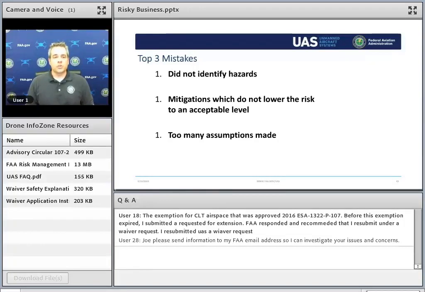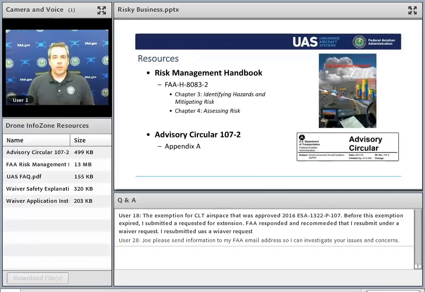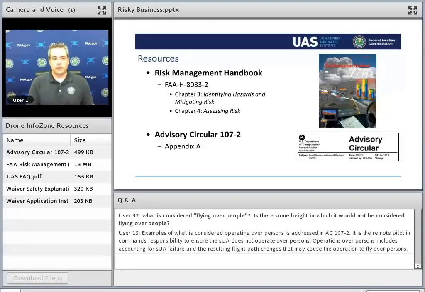And finally, too many assumptions are made. When we look at this, people make way too many assumptions of, well, that's just common sense, or of course everybody's going to do that. Remember, we don't know who you are when you apply. We have a name on a piece of paper. So in order to help us understand what your strategies are, you cannot make a lot of assumptions in your waiver application. You really do need to identify all the hazards, assess all the risks, and provide complete mitigations that reduce those risks to an acceptable level.